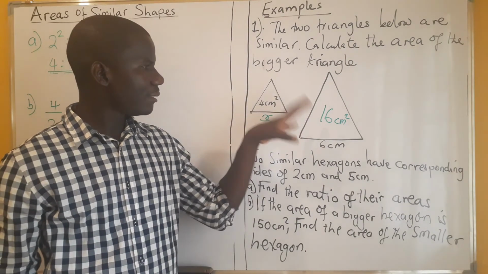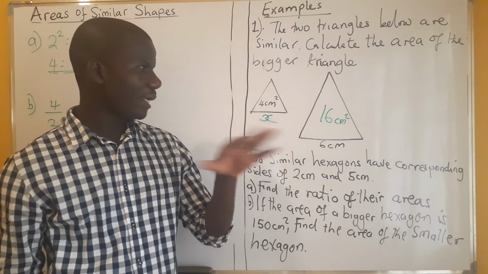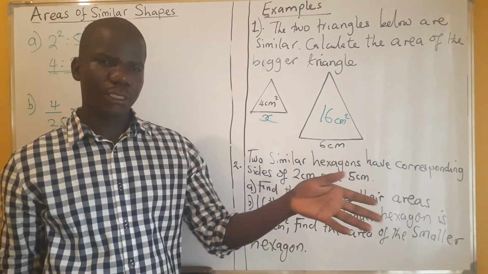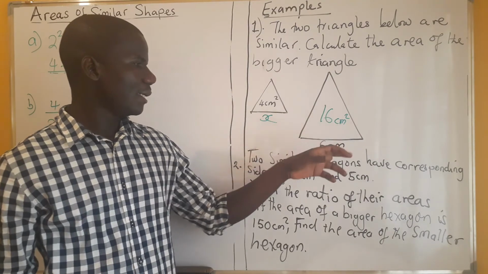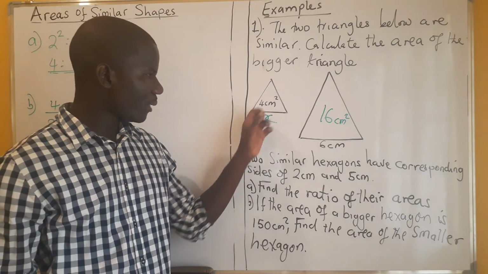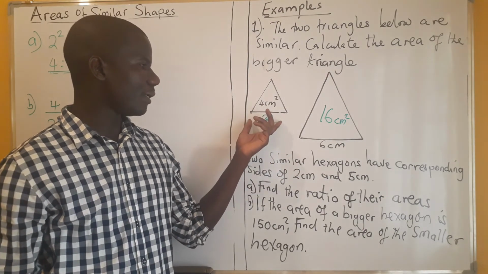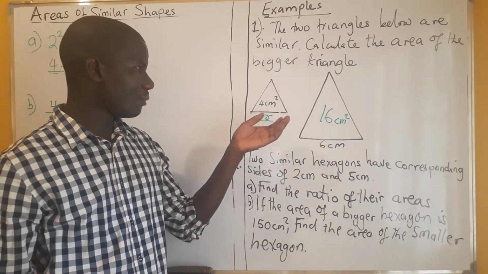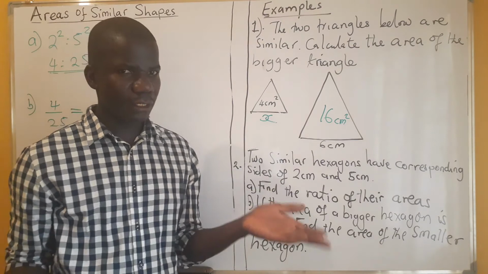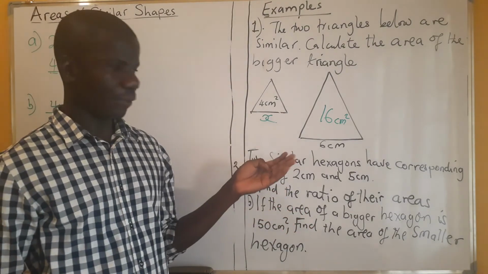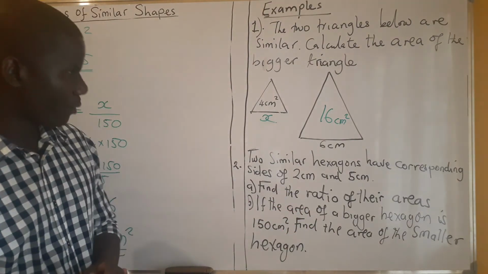Such a question can also come in a form where they just give two triangles that are similar. The area of the smaller one is this, the bigger one is that, then calculate the corresponding side of the smaller triangle. I just want us to run through this in case we have such a question, because we do not have it as one of our examples.